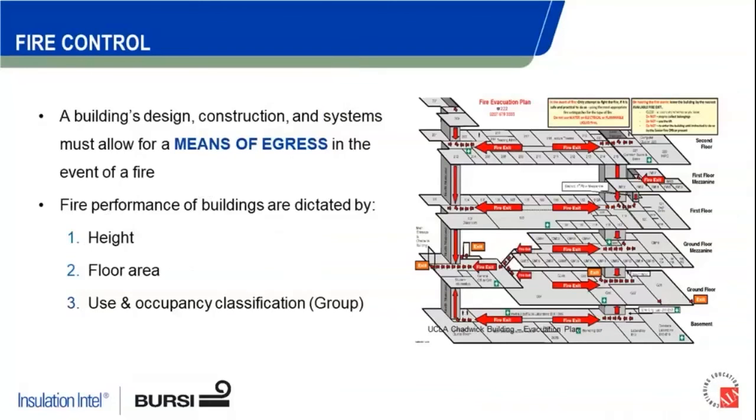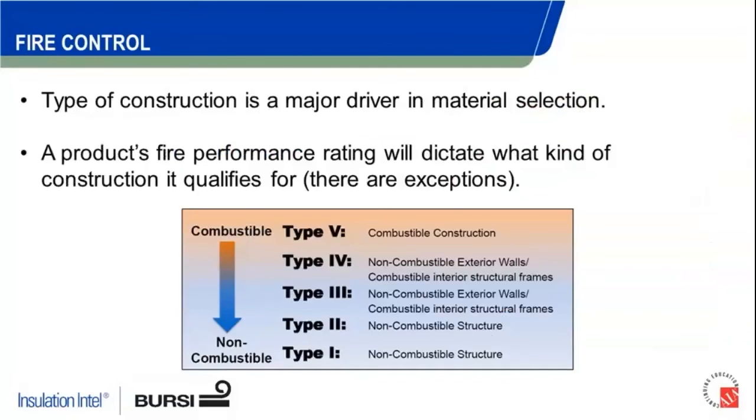Let's talk a little bit about fire control here related to some of the CI wall materials as well. As we showed earlier on in our table, some are maybe not so good from a fire performance standpoint, some are okay, and then of course mineral wool and some other products are very good. But the point here is that we need to maintain a means of egress in our structure, and we're going to fall under different parameters based on the height, floor area, and the use occupancy classification of our building, which is really going to dictate what kind of construction type we fall into.